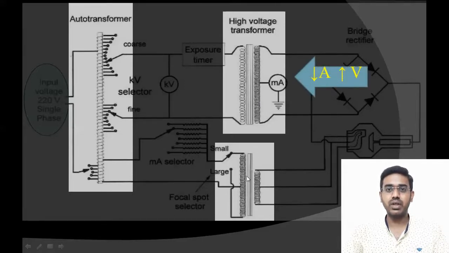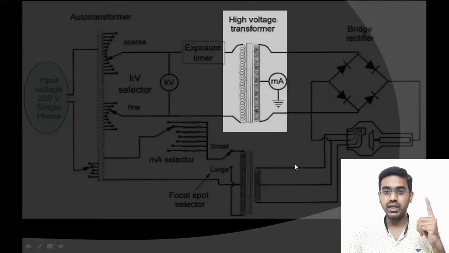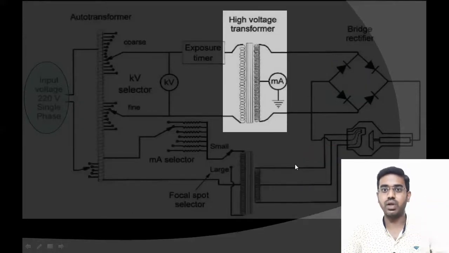This is the step-down transformer. Here the number of turns in primary is higher than the secondary coil, so it increases the current but decreases the voltage. Step up increases the voltage, step down decreases the voltage.